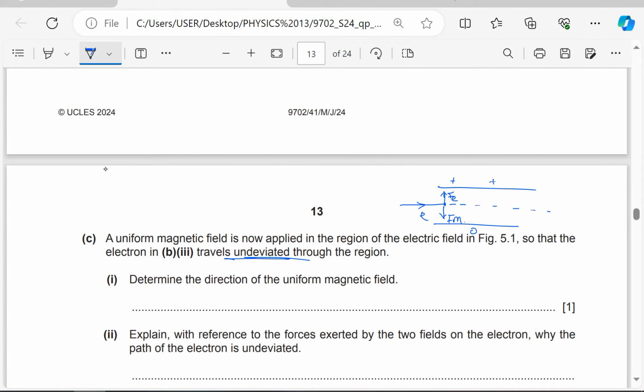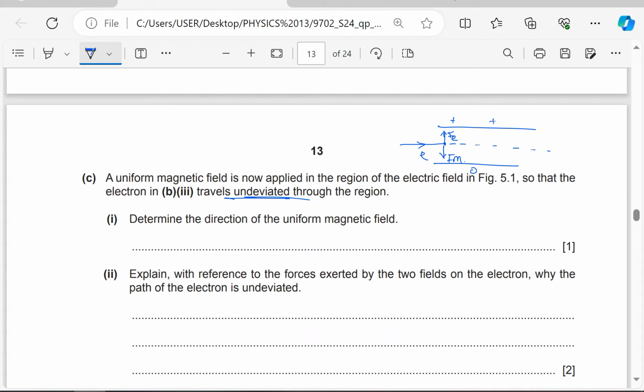Remember, this is the electron. So I have to use Fleming's left-hand rule. These two forces, of course, should be equal but opposite. Because the force due to the electric field is moving the electron upwards, the force due to the magnetic field should be acting on the electron downwards.